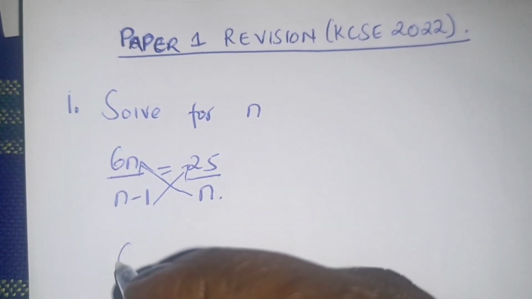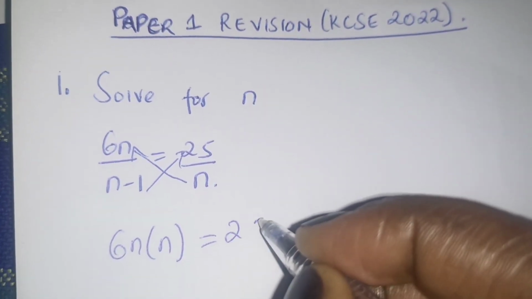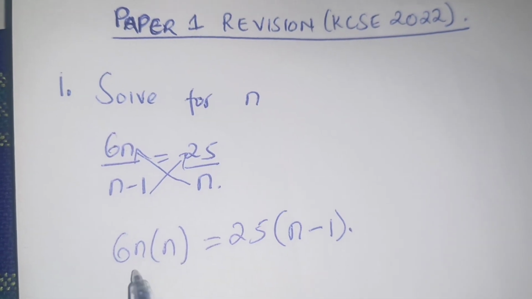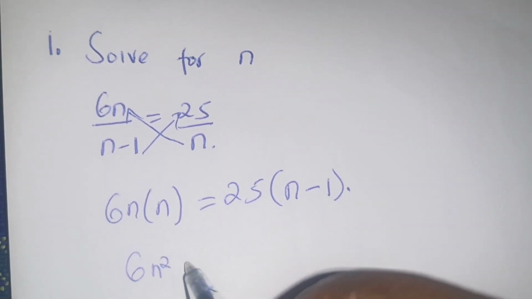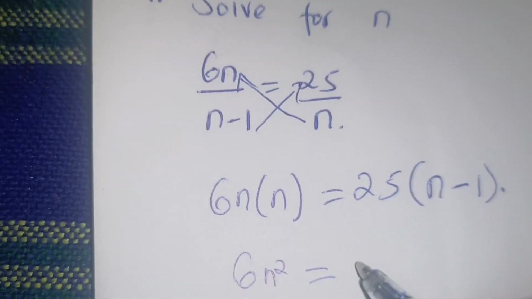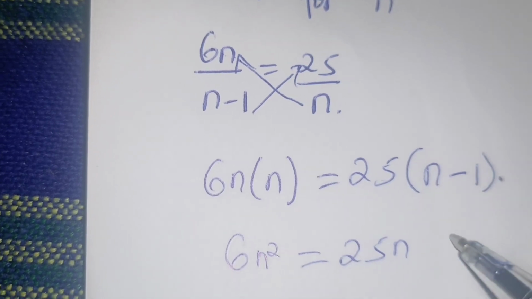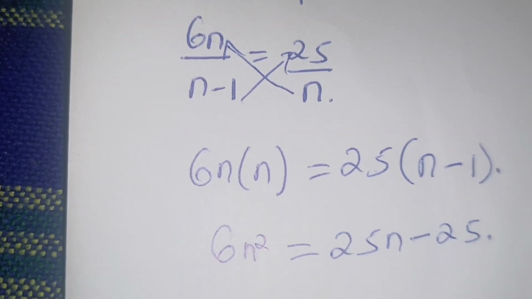So therefore we have 6n multiplied by n is equal to 25 multiplied by n minus 1. So we have 6 times n is 6n squared, is equal to 25n, and 25 multiplied by negative 1 gives us minus 25.